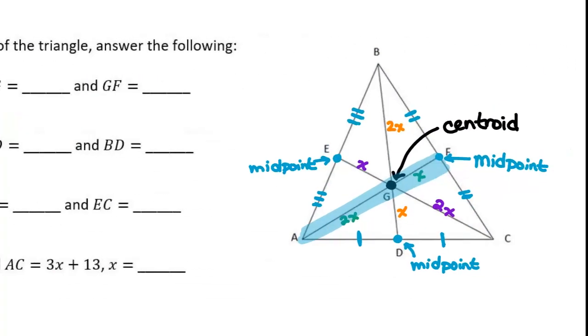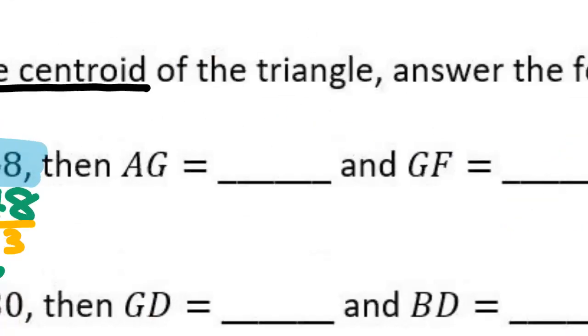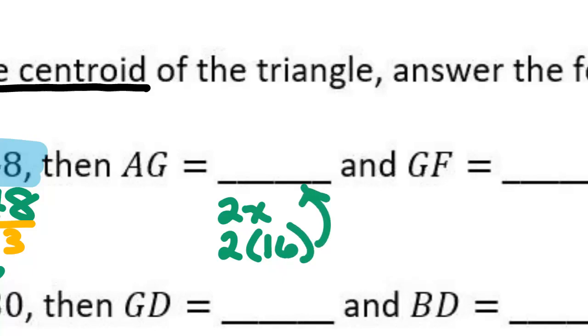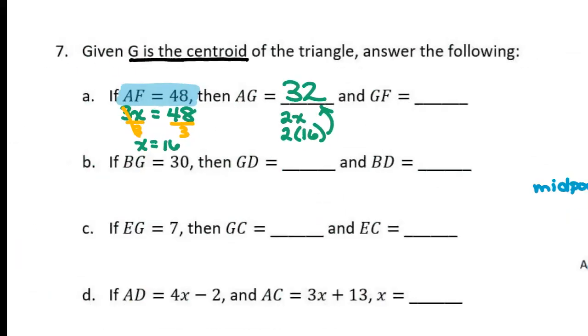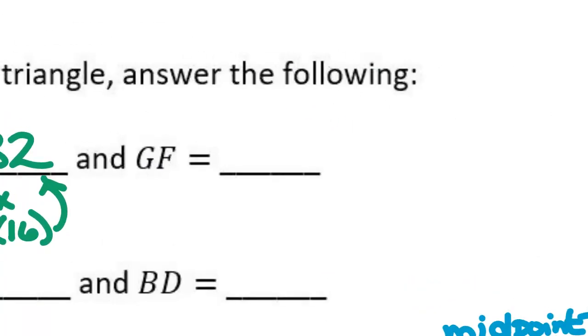They want me to find the length of AG. AG is this. Is that X, 2X, or 3X? 2X. So if this is 2X and X is 16, what is 2 times 16? 32, yes. What about GF right here? Is that X, 2X, or 3X? X. So how big is GF then? 16. Nicely done.